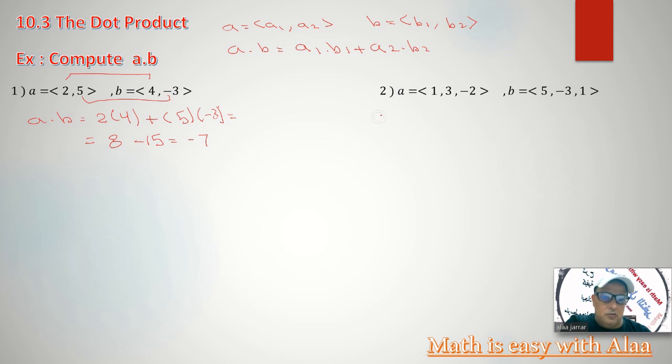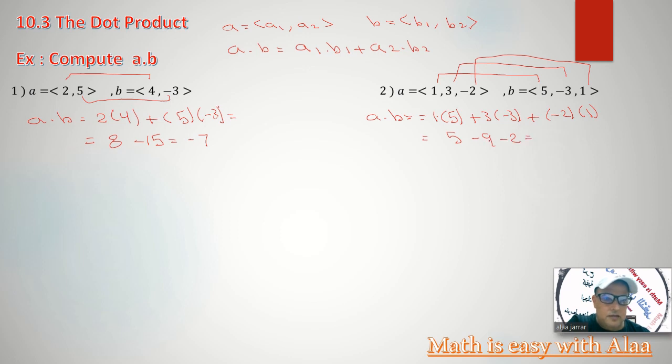In three dimensions, we use the same strategy. A dot B equals 1 times 5 plus 3 times negative 3 plus negative 2 times 1. And 1 times 5 is 5. 3 times negative 3 is negative 9. Negative 2 times 1 is negative 2. 5 minus 9 minus 2 is equal to negative 6.